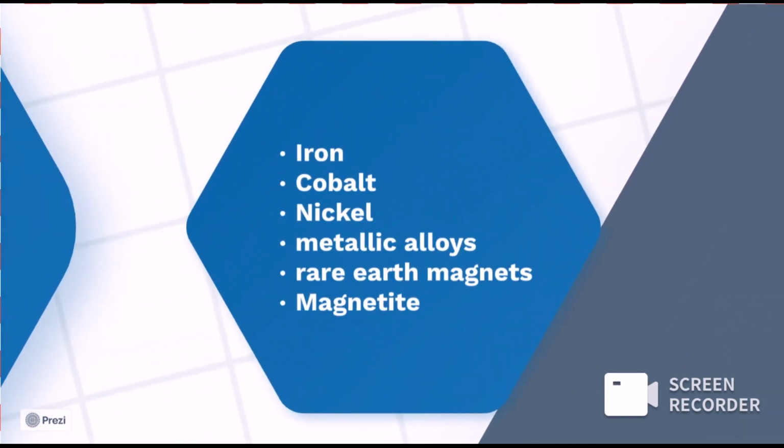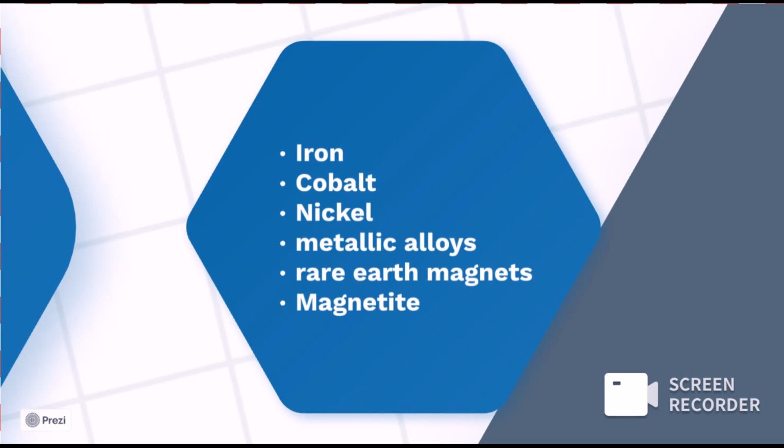Most of the ferromagnetic materials are metals. Common examples of ferromagnetic substances are iron, cobalt, and nickel. Besides, metallic alloys and rare earth magnets are also classified as ferromagnetic materials. Magnetite is a ferromagnetic material which is formed by the oxidation of an iron into an oxide.